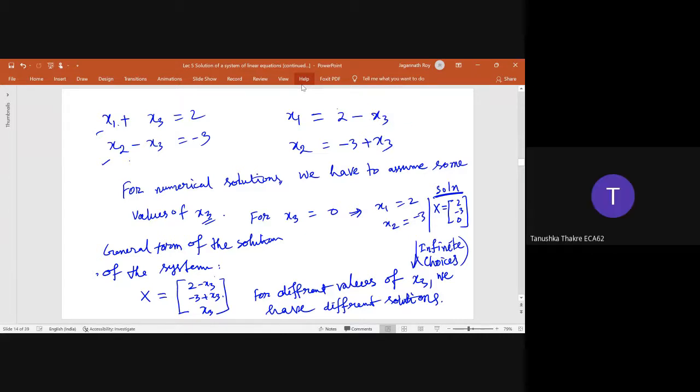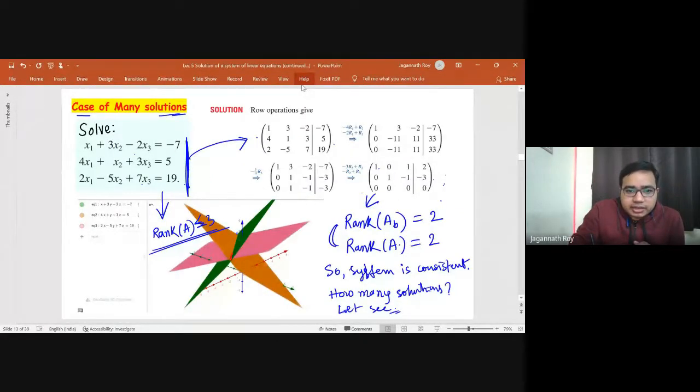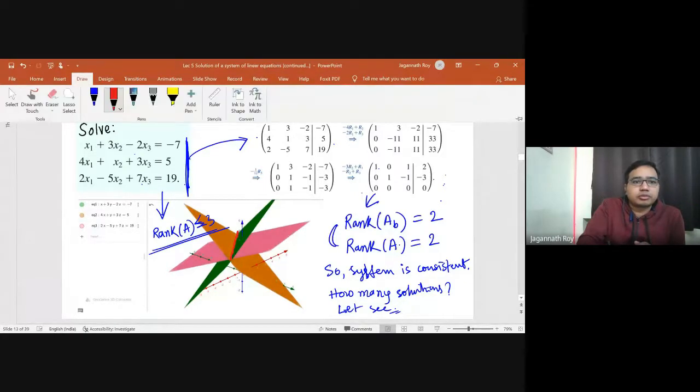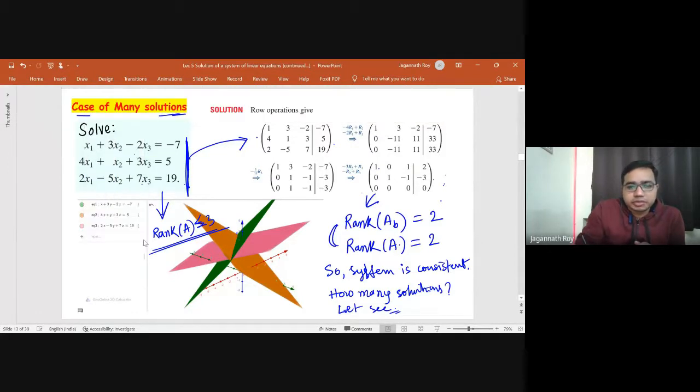Sir, the equation in x1 and x2 represents the line of intersection, right? Of the planes, yes. In fact, this particular solution will be the points on this line of intersection. Are you able to relate to this? Whatever you asked is actually the points here in this line. The solution points are here.